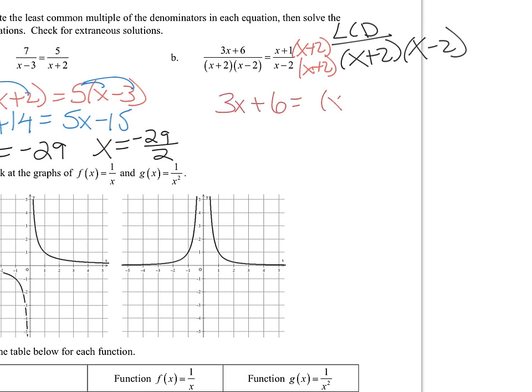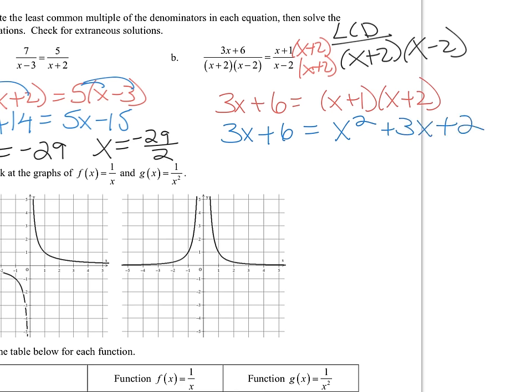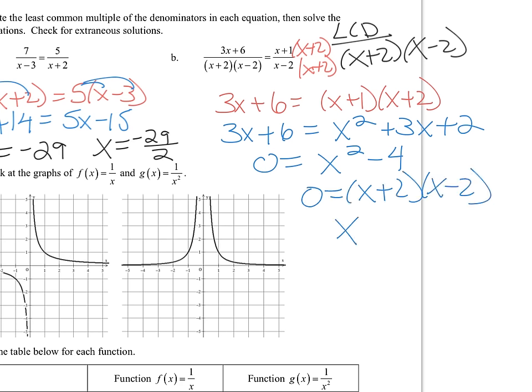So once your denominators are equal, you can equate your numerators. So I'm going to multiply. I'm going to move everything to the right so I can factor. And I get x equals negative 2 and x equals 2. But we have to check to see if they're extraneous. Yes, they both are. If you take 2 and plug it into your denominator, you get 0. And if you take negative 2 and plug it into your denominator, you get 0. So there are no solutions.